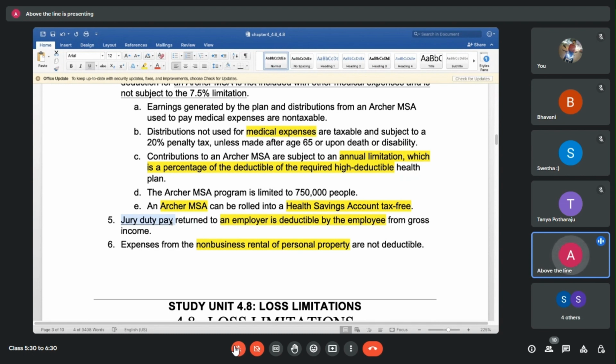Obviously, if you're sick or out of the country, for certain reasons like those, we can always tell them that it's not possible. But typically, people don't say no to it because it's required by law. So there could be some pay which is related to jury duty, and those are all deductible by the employee.